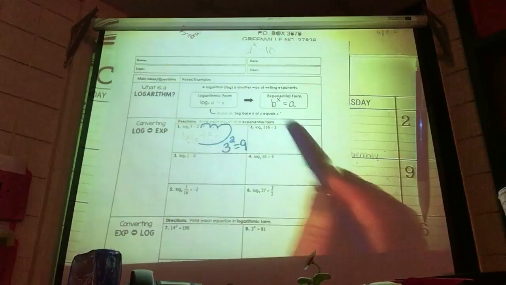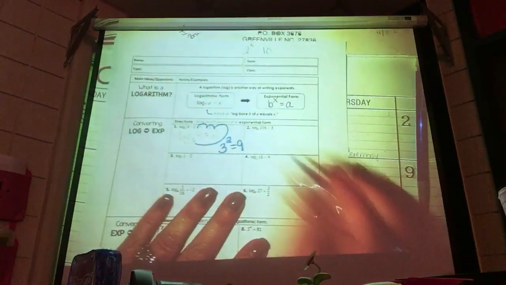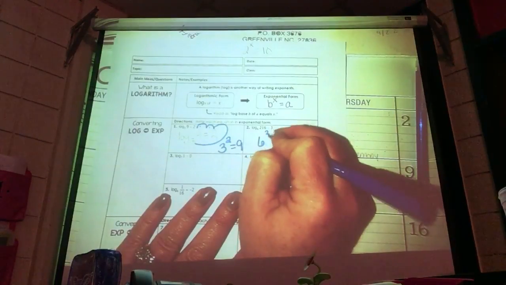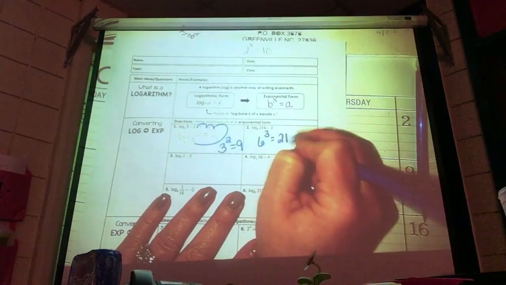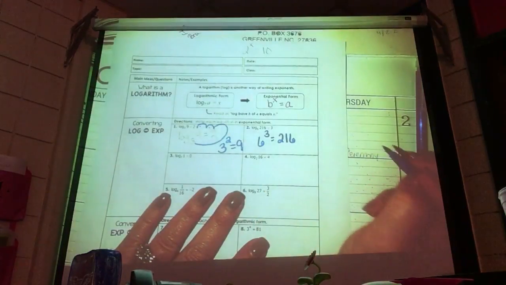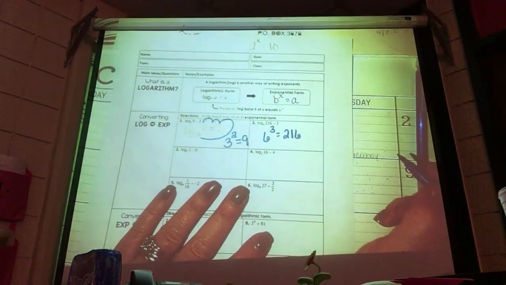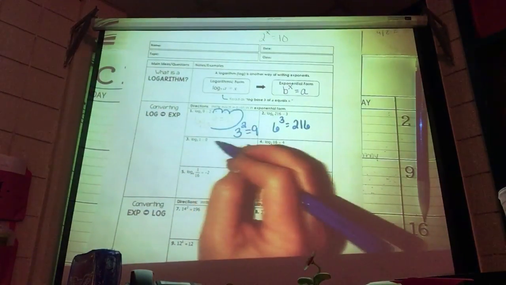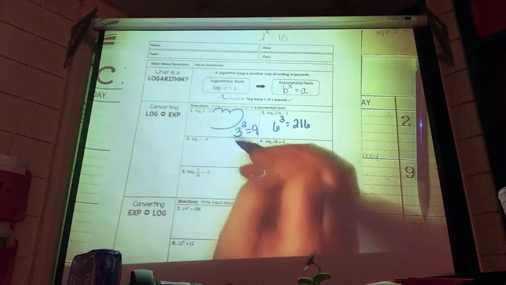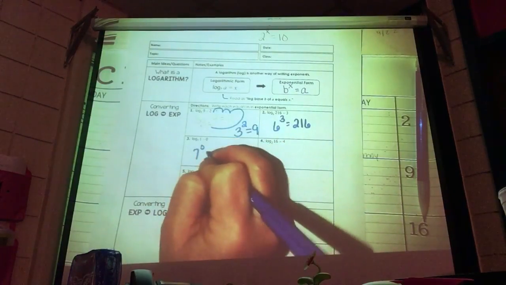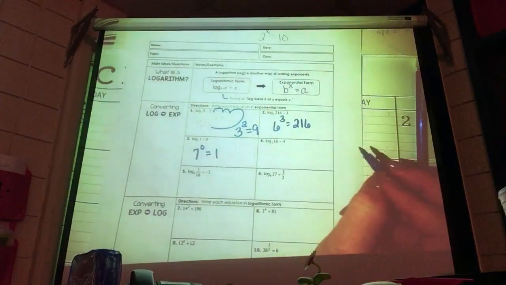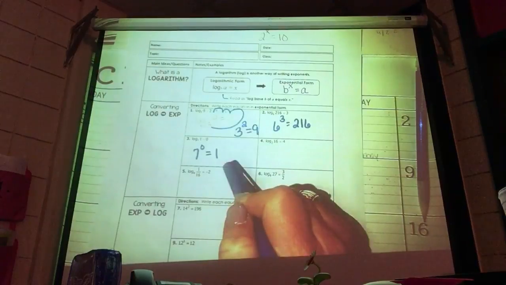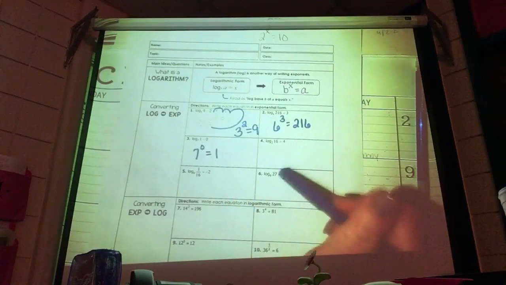Is 6 cubed equals 216? Very good. Oh my goodness. So number 2 is 6 cubed is equal to 216. All right, number 3, what would that one be? 7 to the 0 power is equal to 1. Isn't anything to the 0 power equal to 1? All right, can you check all of these? Because they have to be a true statement, guys. You can't write new math rules.